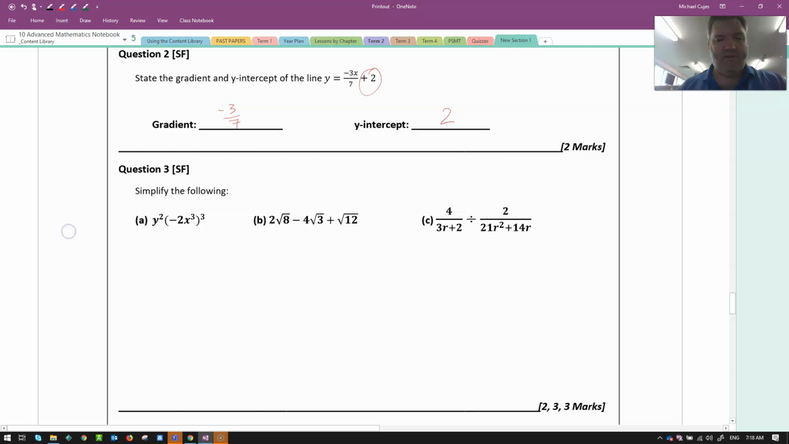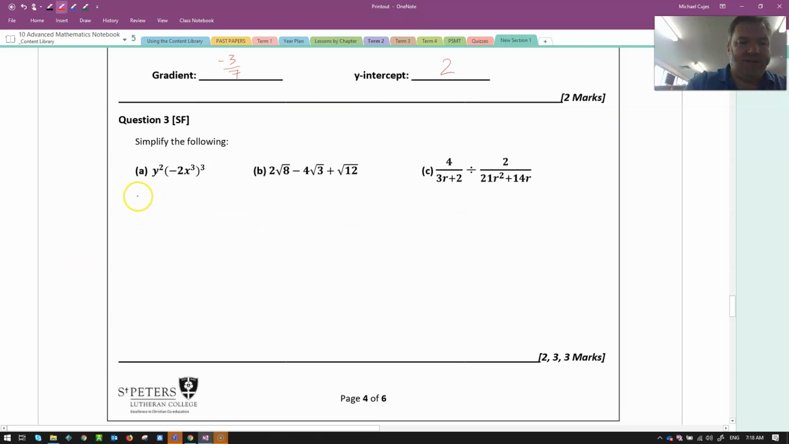Alright, let's keep going. Simplify the following. Just a few index laws here. Each of these terms gets cubed, so when I go negative 2, I'll write it out. Negative 2 cubed, x cubed. When I cube that becomes x to the power of 9. When I cube a negative number, it stays negative because it's going to alternate between negative, positive, so an odd power keeps it as negative. So it's going to be negative 2 cubed is 8, and then I've got x to the power of 9, y to the power of 2. And we're done. If you have them in a different order, that's okay.